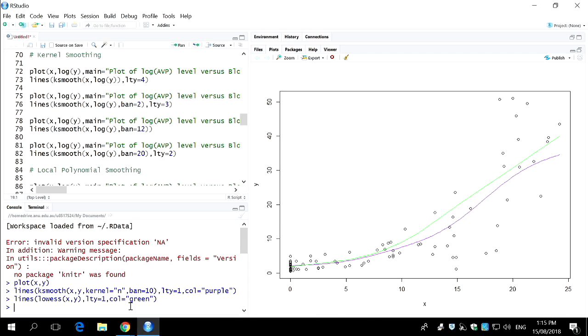Okay, we see that they're different, and we talked about why they're different. It really relates to the window width being a different kind of concept between the two methods. So this one here can't really respond as quickly to the way the curve changes, right? It's got a fixed window width. This one does a bit better.